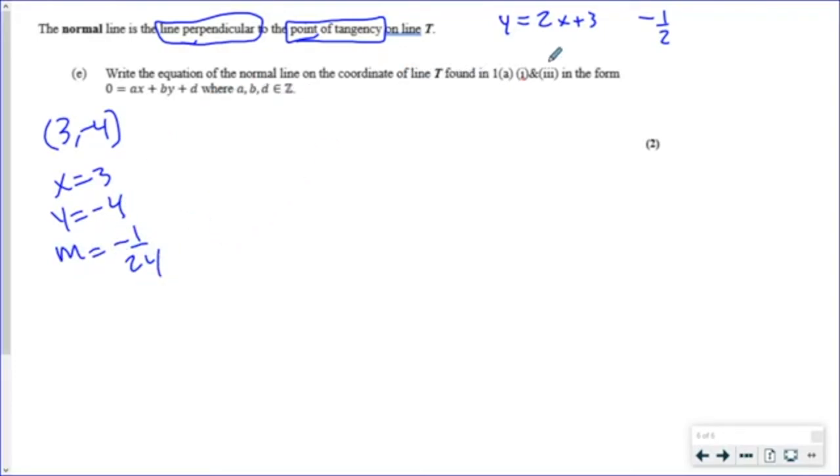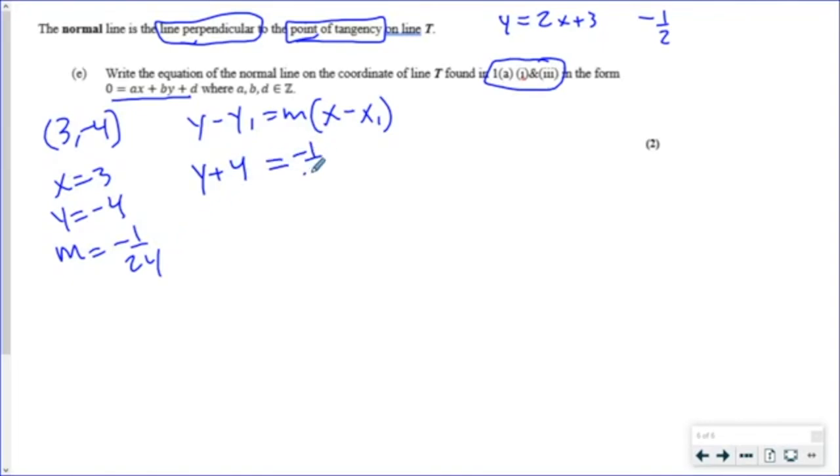Now, it even tells you which parts of the question to use. I forgot, it's so easy. Now, I want my equation in this form, but because I want to make things easier for myself, I always start with this. This is in the formula packet. You don't have to memorize this. So y minus y1 equals m times x minus x1. So here, I have y and x and m. So y plus 4, because it's a negative, equals m, which is negative 1 over 24, times x minus 3.